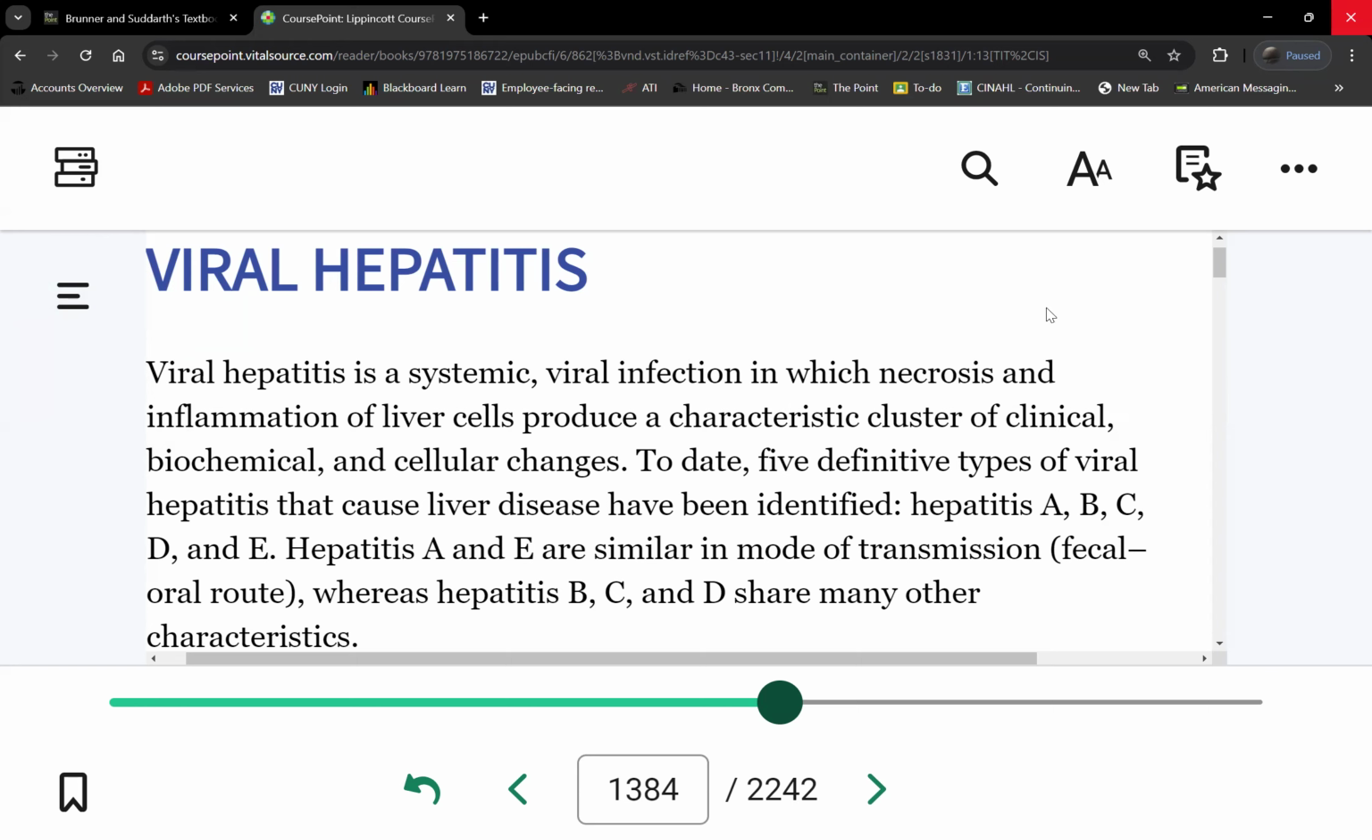So 4 questions on each hepatitis, viral hepatitis, because we have A, B, C, D, and E. There are other types, but we'll focus on A to E, all right? And there's a table to make it easy for you.